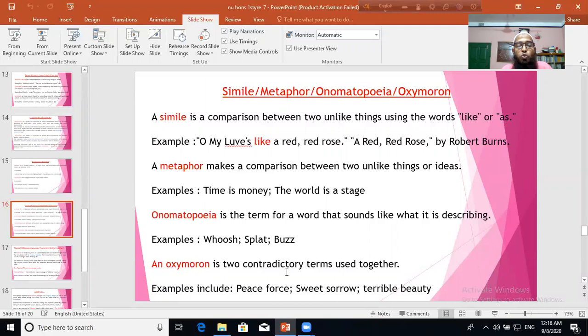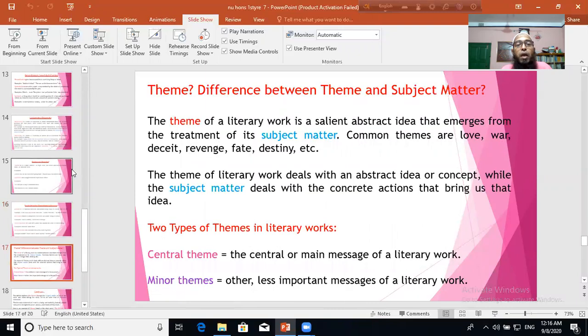An oxymoron is two contradictory terms used together. So oxymoron means two contradictory words: peace, force; sweet, sorrow; terrible, beauty. These are the two contradictory words placed together. That is oxymoron. Now theme.